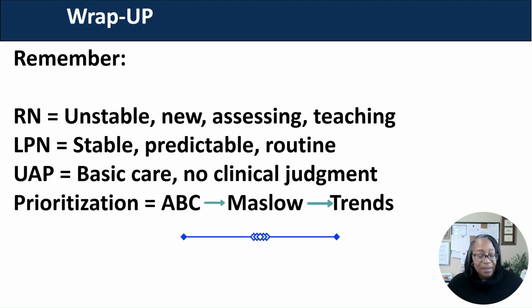So to wrap it up, delegation really becomes easy when you stop guessing and start using logic. Remember, RN equals unstable, new, assessing, and teaching. The LPN equals stable, predictable, and routine. Your UAP equals basic care and requiring no clinical judgment. And then remember prioritization: your ABCs first, then your Maslow's hierarchy, and then your patient trends.